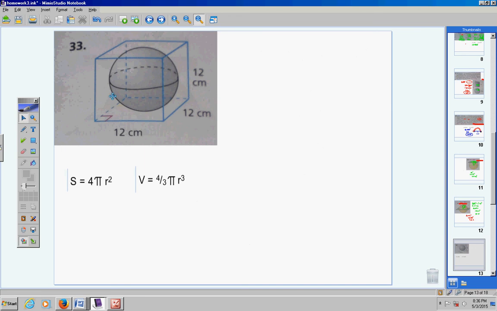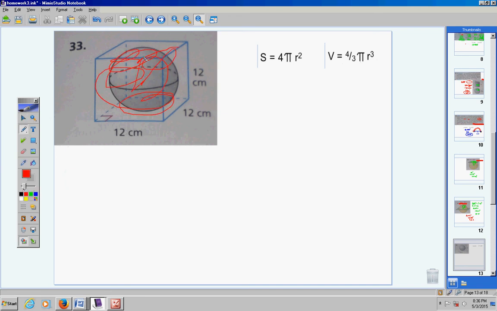Now, we'll be challenged on these, they'll be good for you, okay? Number 33, 35, 37, and 39, they want us to find the volume of the unshaded part. Now guys, if I can find the volume of this entire cube, and then subtract out the volume of the sphere, then I'm left with the volume of the unshaded part. Does that make sense? So, let's find the volume of the cube.